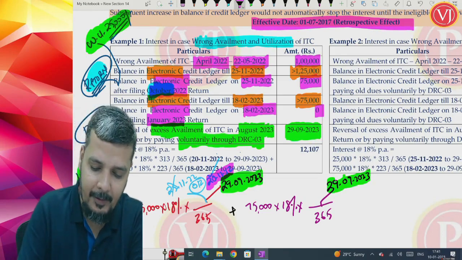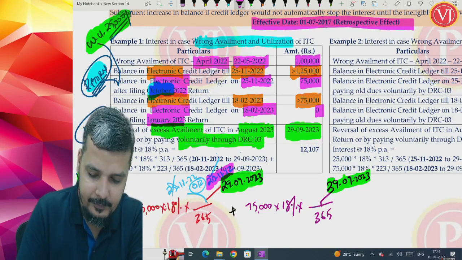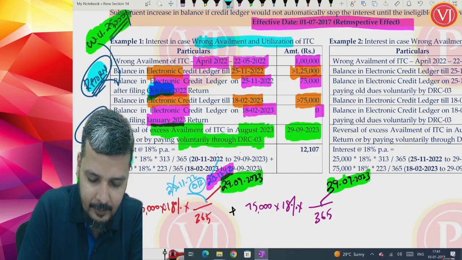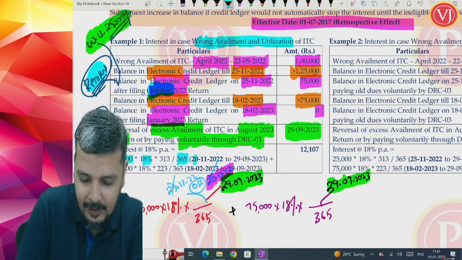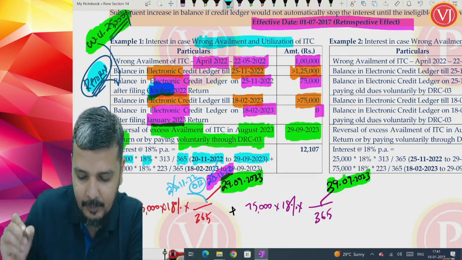So in the first part, interest calculation comes in this particular way: 25,000 multiplied by 18% divided by 365, multiplied by the number of days. It will start from 20th of November 2022 and it will end on 29th of September 2023.